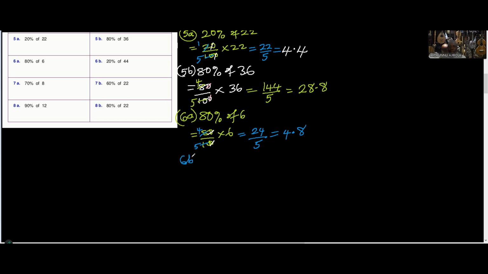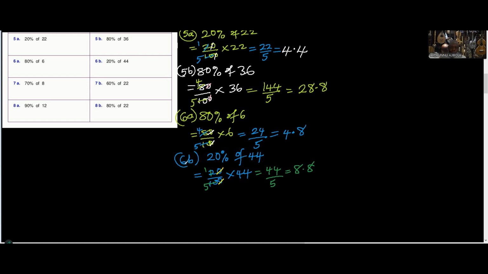Then for 6B, what do we have there? We have 20% of 44. That's 20 over 100 times 44. So we can cancel the zeros, then divide by 2 again, 2 here 1, 2 here 5. So we have 44 times 1, which is 44, then divided by 5. So 5 in 44 is 8. 5 in 40 is 8.